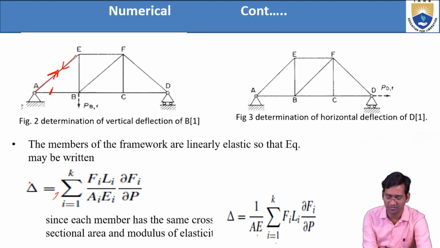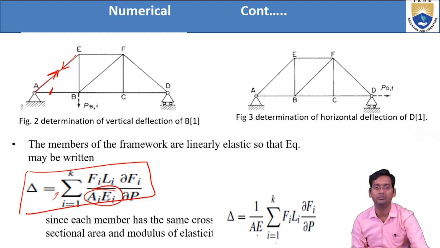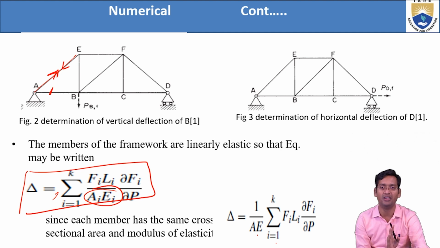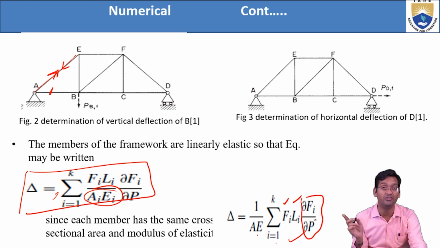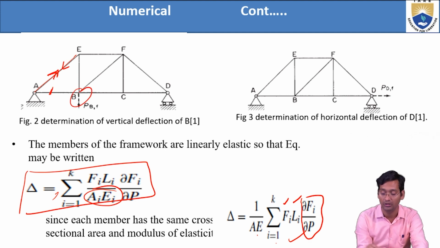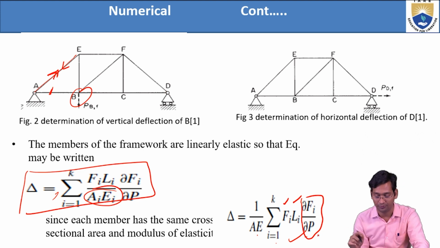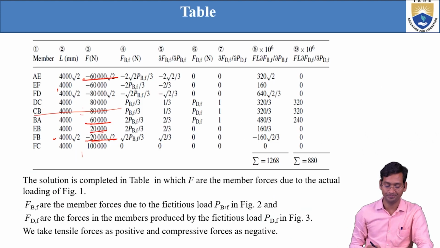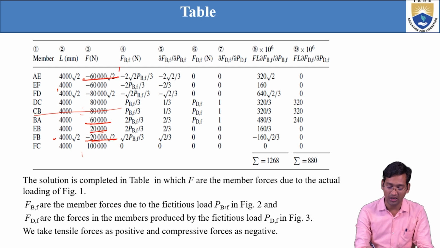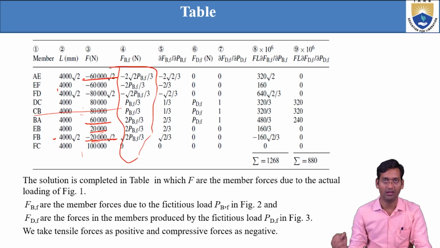Okay, so this we already discussed. This is the deflection formula for this one. Now here A and I is what? Same for all. So instead of AI, EI, directly we can keep common that AE. So 1 by AE, this one. Now we have Fi, Li, and del Fi by del P. That del P is the deflection at that point. Means here for finding B, this will be del PBF. For finding at D, this will be del PDF. Right? So just see here the table. Right? So now first what we have to find is this force FBF.